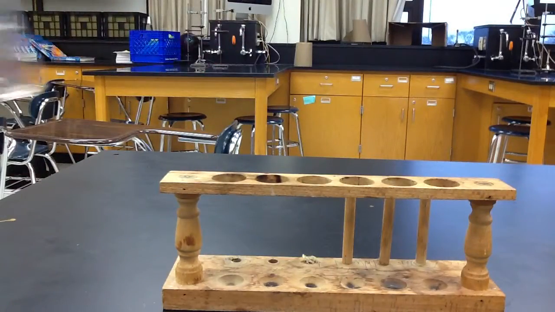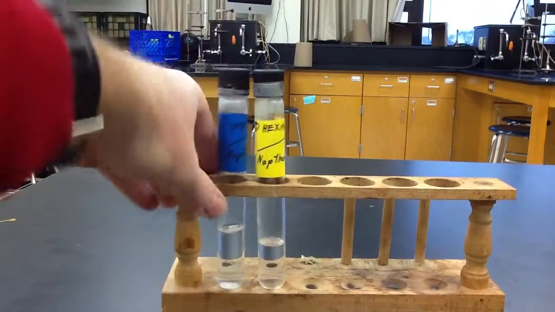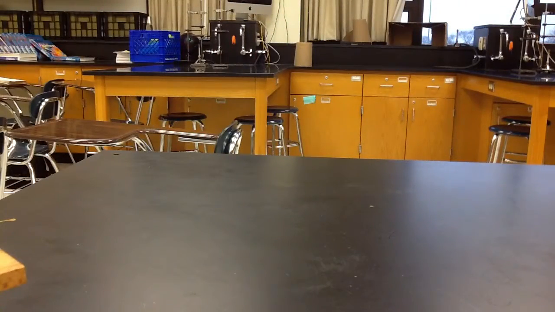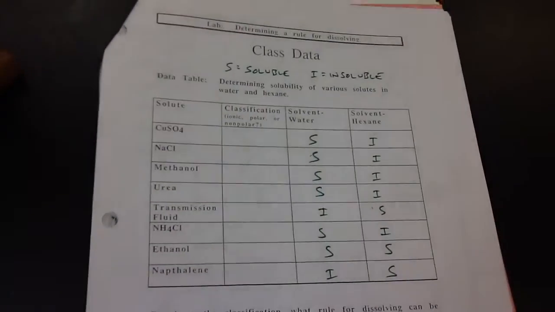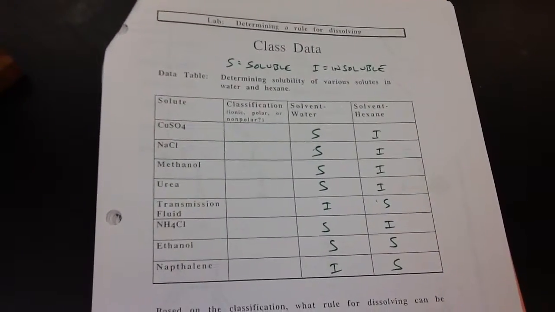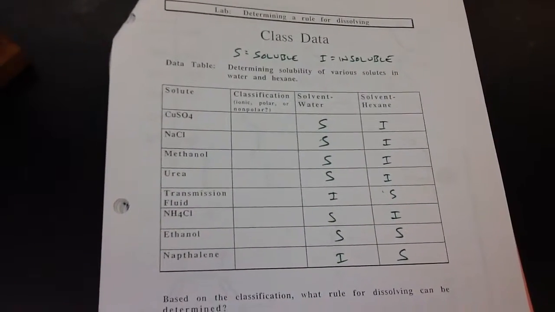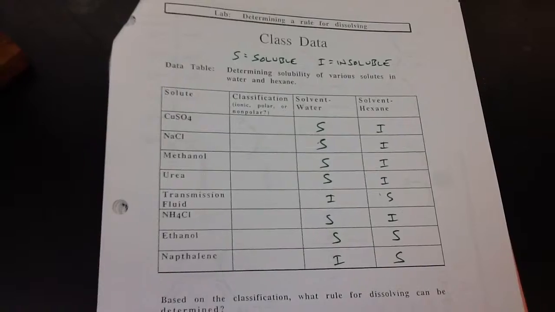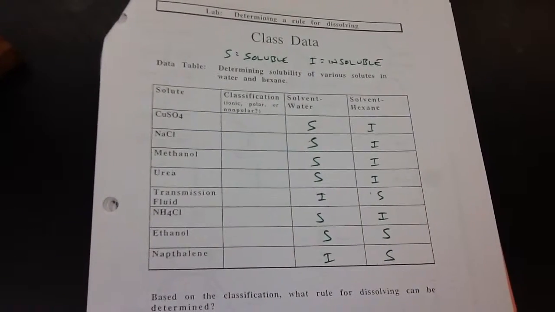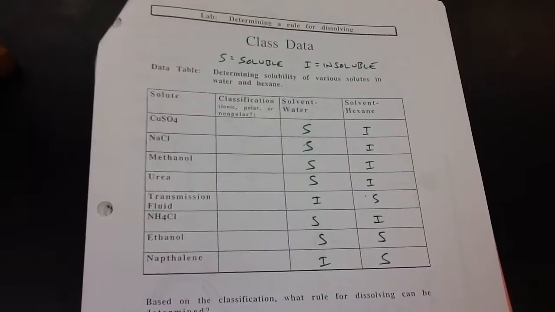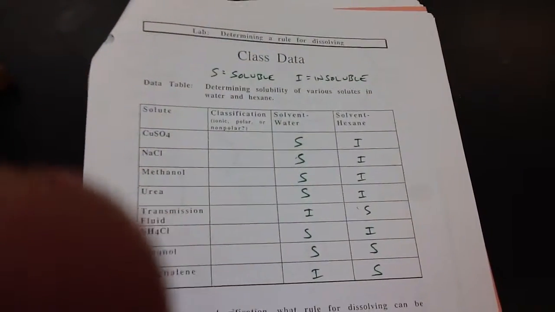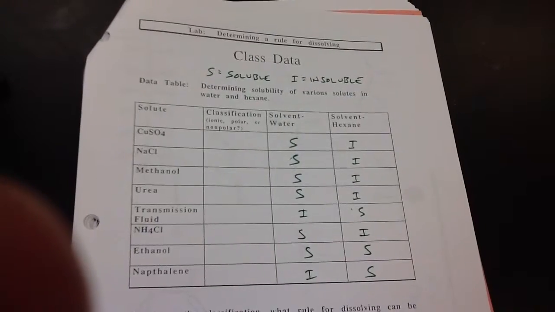Now, once we do this, we can look at our rule for dissolving. And so far, we have our results here from our lab, and we see that copper sulfate is soluble. So most of these things are soluble in water, but not in hexane. Water is a universal solvent, so it dissolves a lot of things. And what we have next is to discuss what is our rule for dissolving.